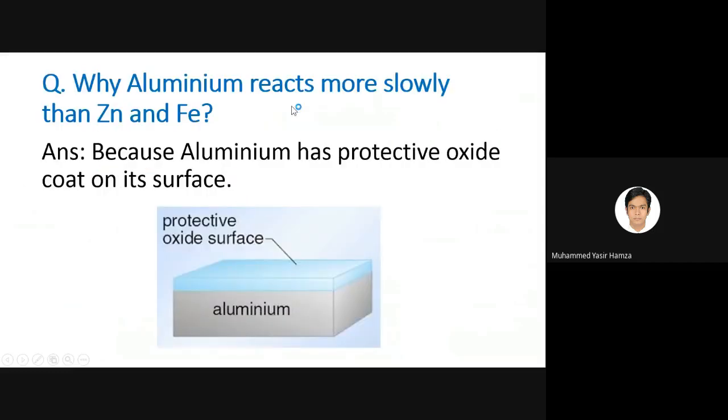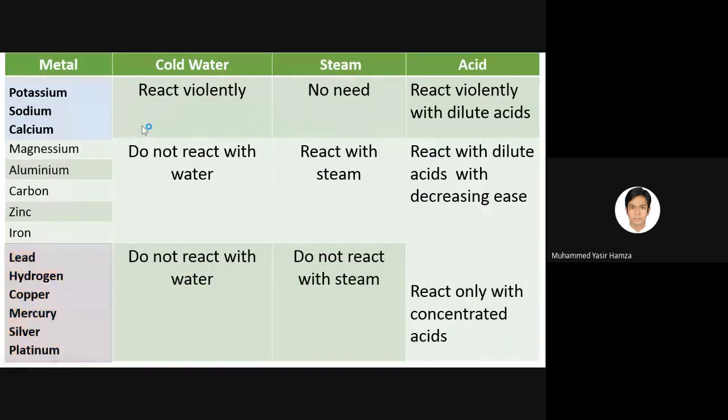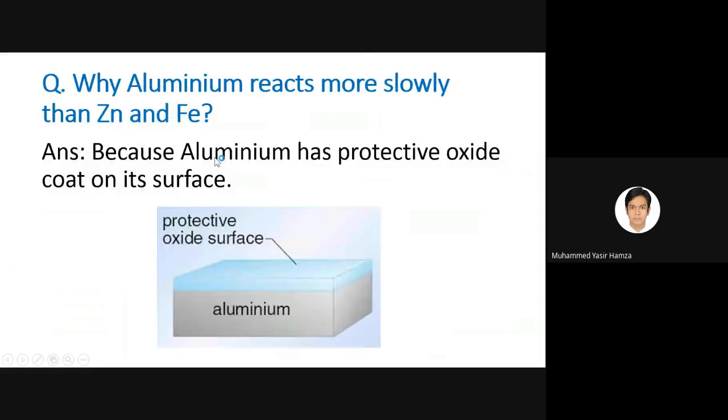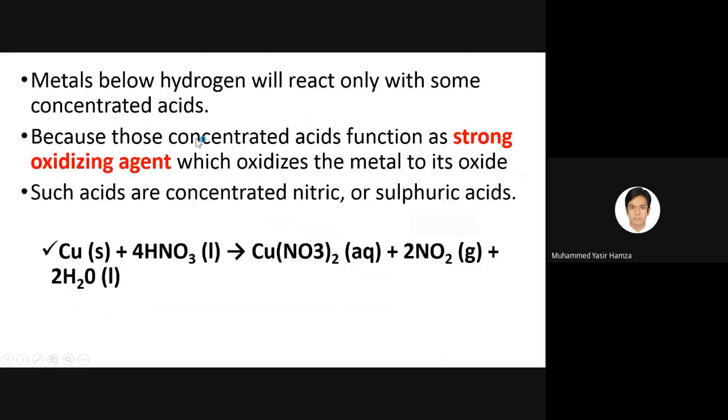Why does aluminum react more slowly than zinc and iron? Okay, so let's go to another question that is very important. As you can see here, aluminum, carbon, zinc, iron, where aluminum actually does not show the reaction like other metals. Actually, aluminum behaves differently. Why? There is a question: why does aluminum react more slowly than iron and zinc?